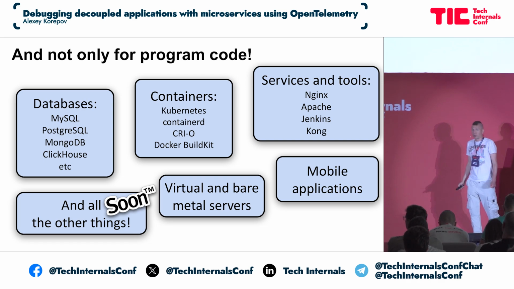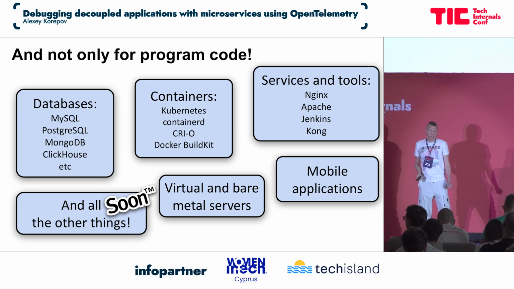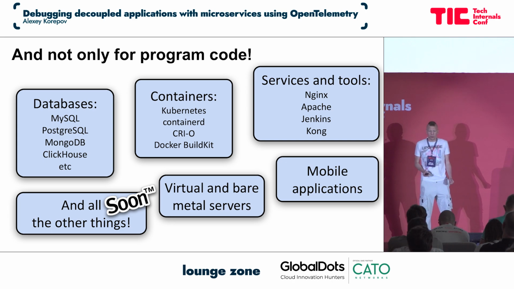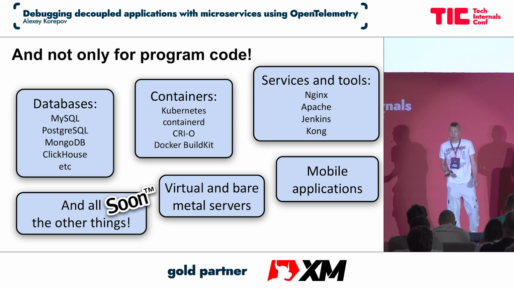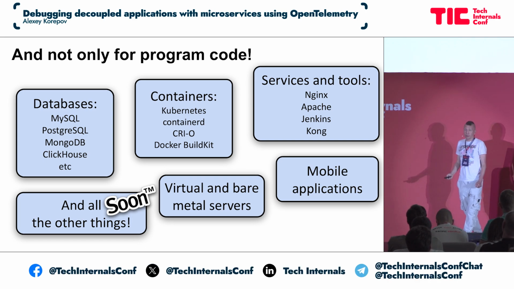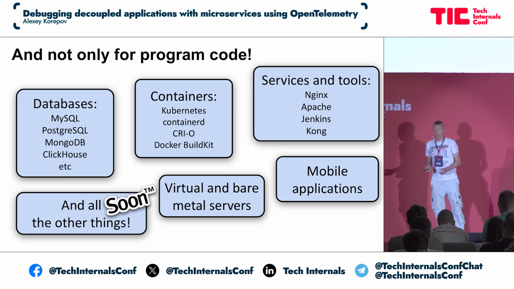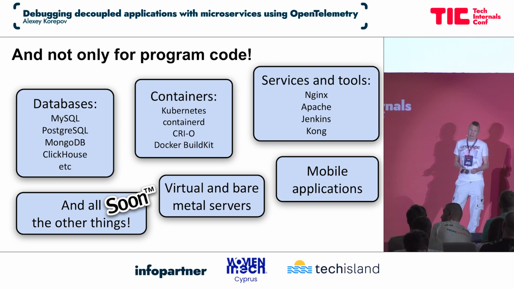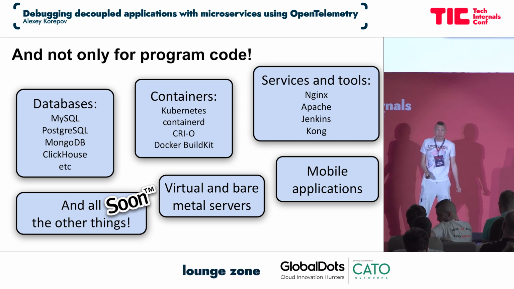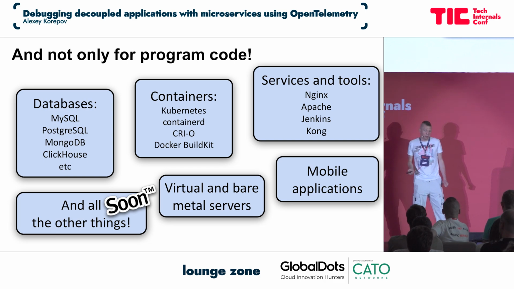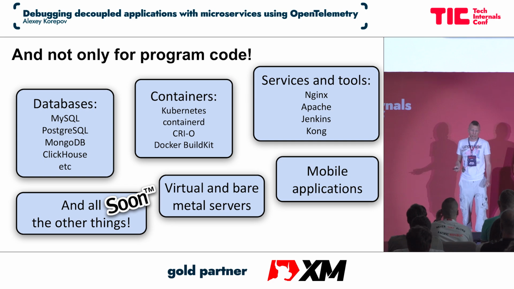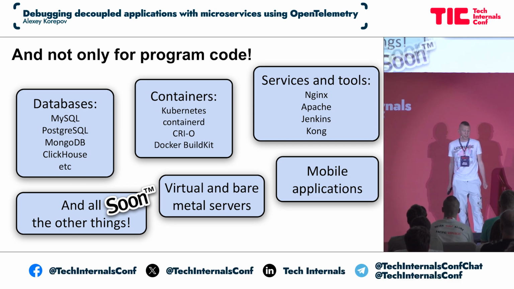For services and tools, you can integrate OpenTelemetry with Nginx, Apache, Jenkins, and connect all the information from the Nginx to your microservices to see in a single chart. Mobile applications also can be integrated with OpenTelemetry, and you can submit and track all the taps on the mobile devices and send it to your OpenTelemetry collector. Also, virtual and bare metal servers can send metrics to the same place together with all the data. So you don't need a separate storage to monitor your bare metal servers.